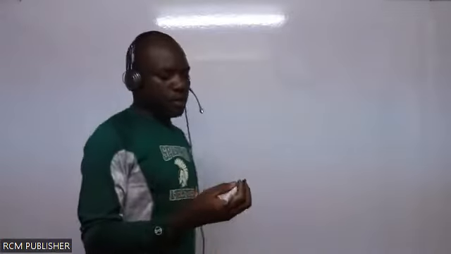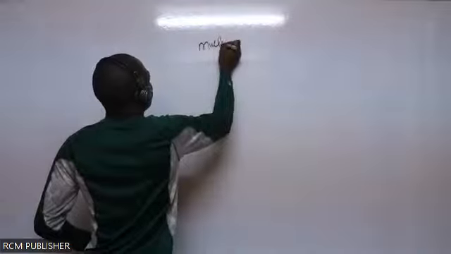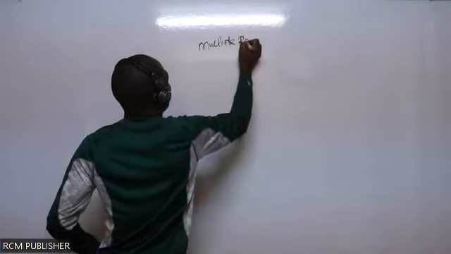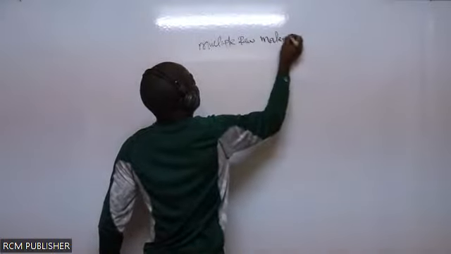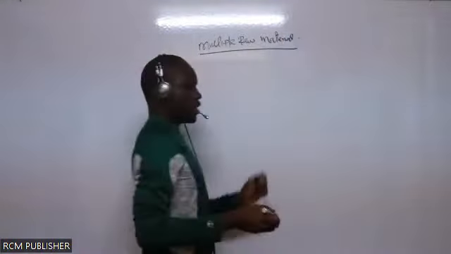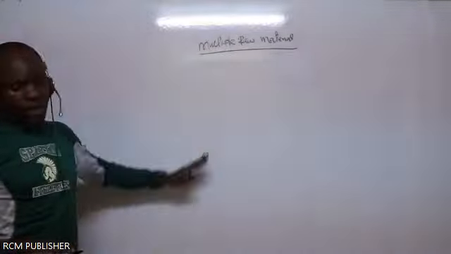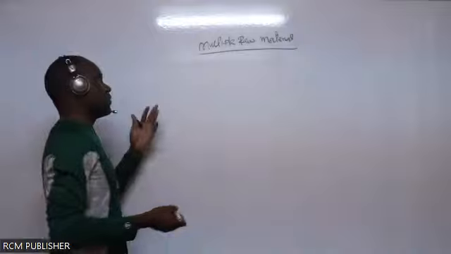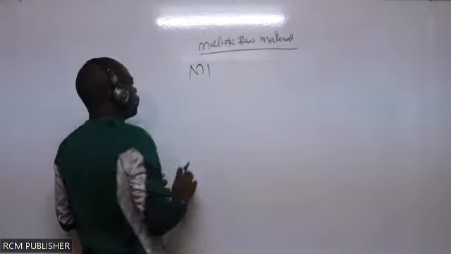So for multiple raw materials, or where a company uses more than one raw material to do their production, how are we going to get our material price variance? The material, actually this is what we normally have.